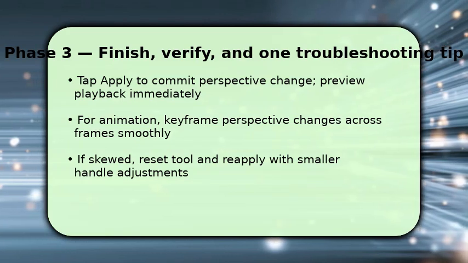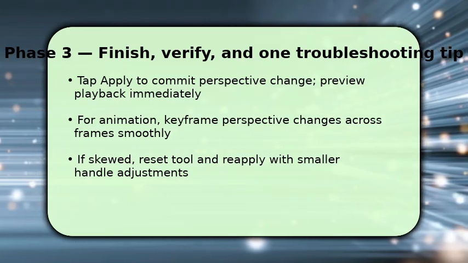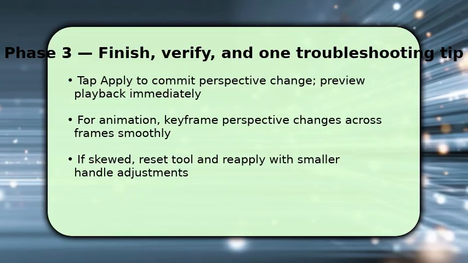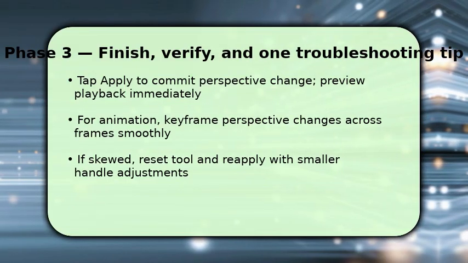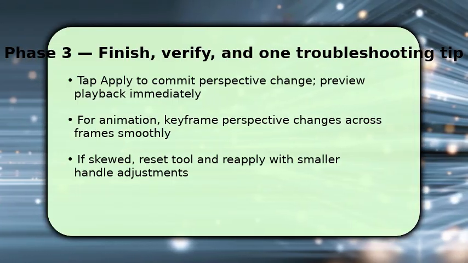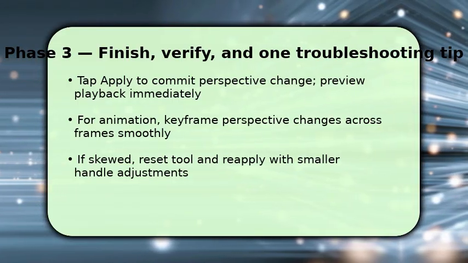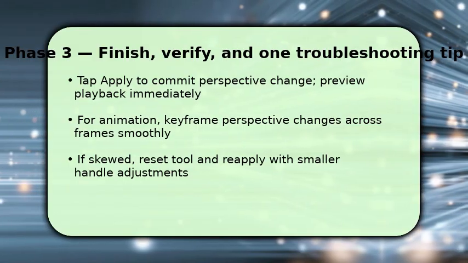Finish by tapping Apply and play the animation to confirm motion reads correctly. If you're animating perspective, set keyframes and adjust the vanishing point progressively so changes are smooth, not jarring. Make sure edges remain consistent between frames by copying adjusted layers when needed.